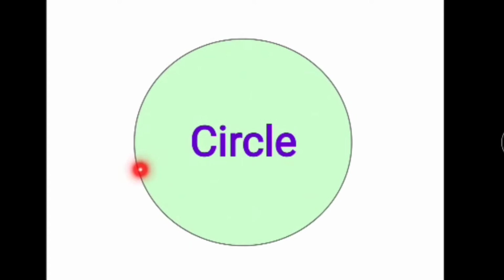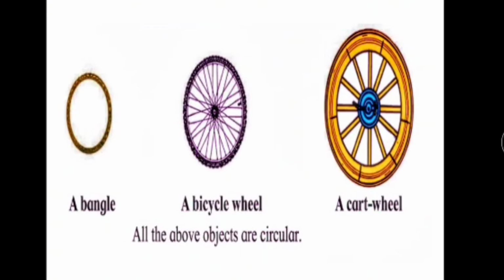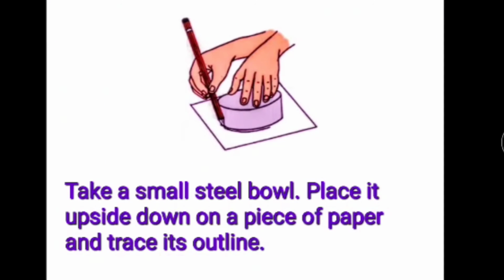Now another shape is circle. Here you can see some circular objects: a bangle, a bicycle wheel, a cart wheel. All the objects are circular. Now here you are going to make a circle. How will you make it? Take a small steel ball, place it upside down on a piece of paper and trace its outline.